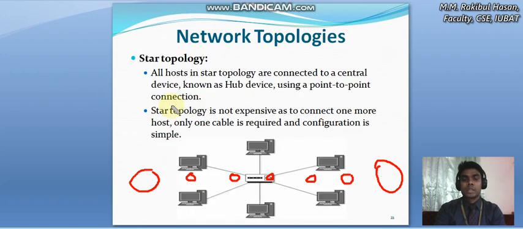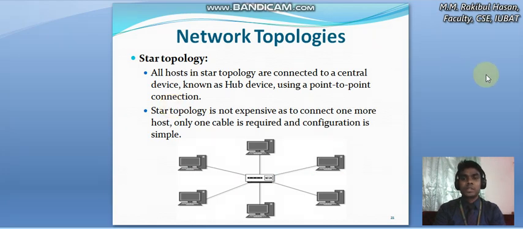Our next topology is star topology. In star topology, mainly we have a number of host computers and one central device. Okay, and all the host computers will be connected with this central device. All hosts in star topology are connected to a central device known as a hub device using a point-to-point connection. So this device is a networking gear, you can say a networking device. This is called a hub. Okay, or you can use a switch here, no problem. And all the computers, all the devices are connected with this central device.